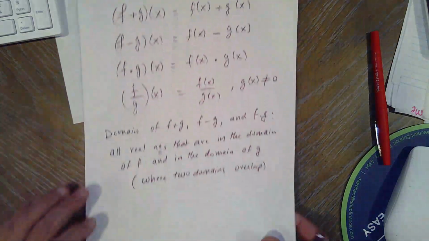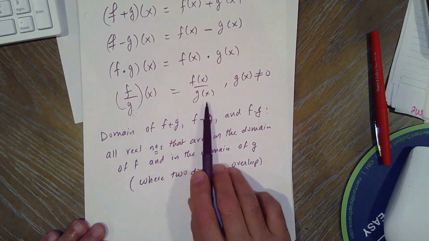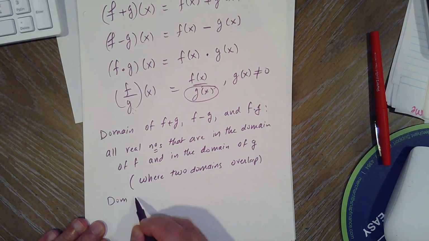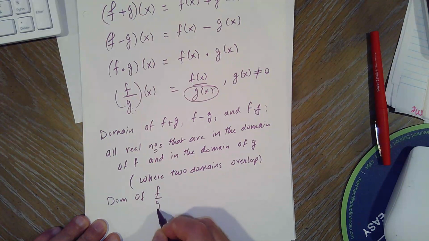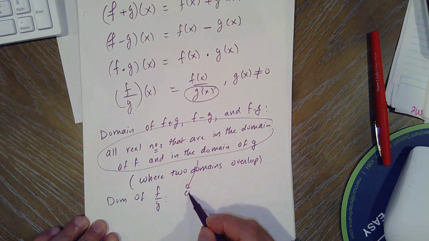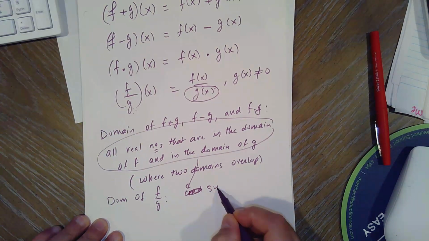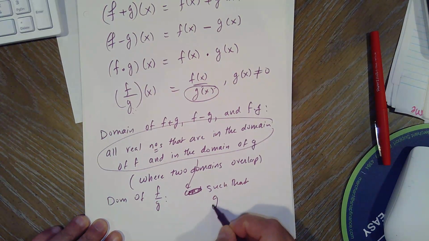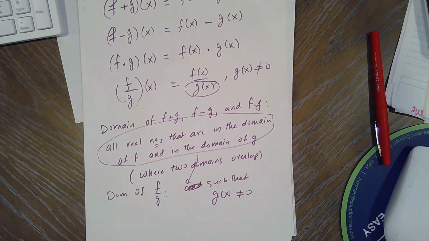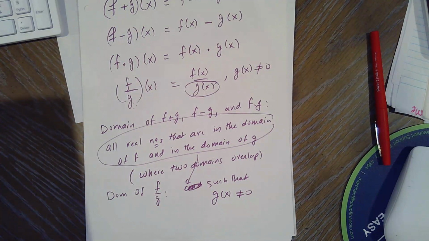Okay. Now, why did I leave f over g by itself? Because g cannot be 0. So domain of f over g, again, it's all this, and such that g of x does not equal 0. So it's going to be everything in the domain of f and everything in the domain of g where they overlap, but make sure you exclude the values where g equals 0.